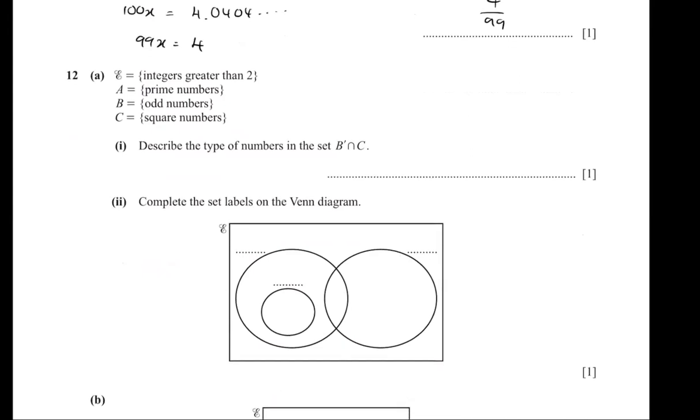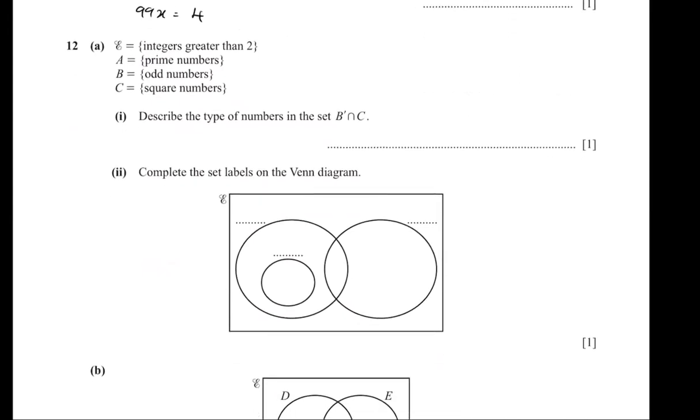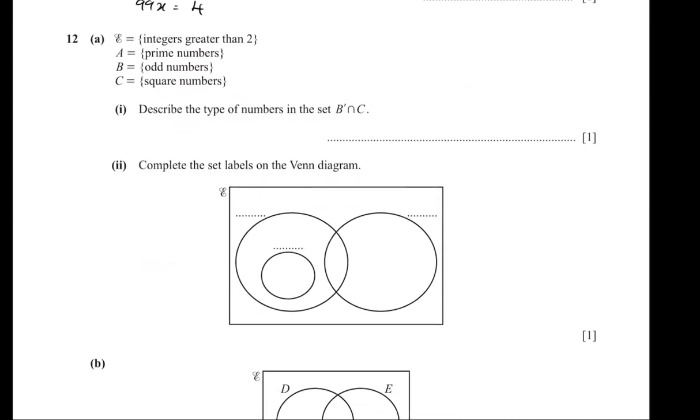In the universal set, integers greater than 2, prime number, odd number, square number. Describe a type of number in the set: B prime, not odd, and square. So even and square, greater than 2. So this one should be even square numbers.